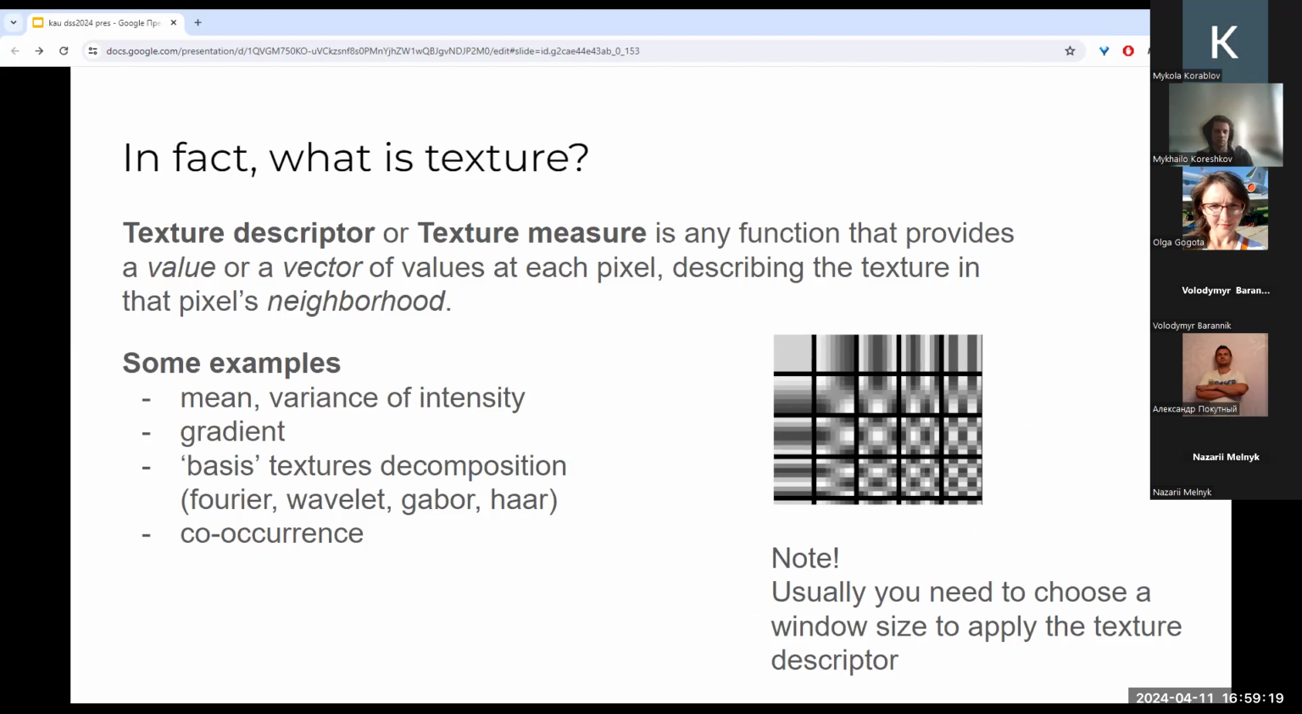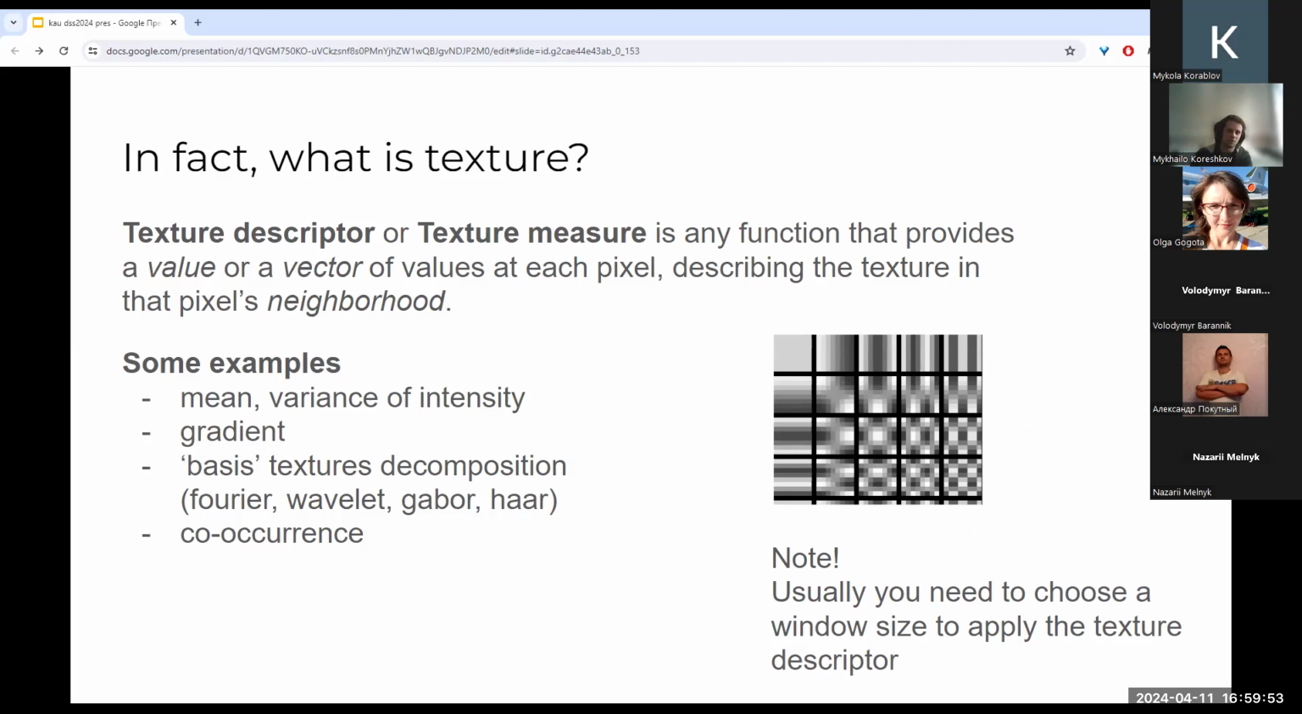Let's spend a minute to define more strictly what texture is. Well, I will not give you an answer because the answer is very fuzzy, but I can tell you something about how we can describe texture. Some examples are just to calculate the mean or variance of a patch or of an image. It will be a single value and will not give you much information, but it's very useful in downstream analysis of your data.